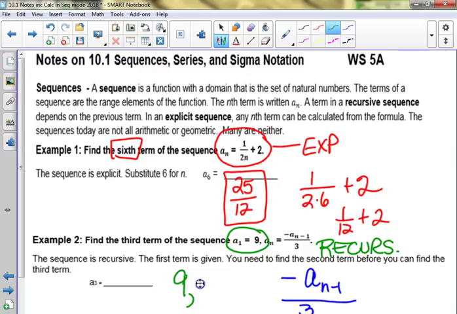Negative 9 divided by 3 is... Then the opposite of that term divided by 3 would become... the opposite of that term divided by 3. Okay. It only asked us to find the third term, so it was easy enough to just keep plugging terms in and find the third term. This third term was 1.